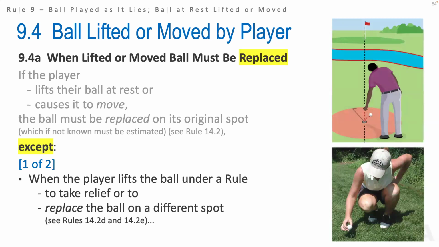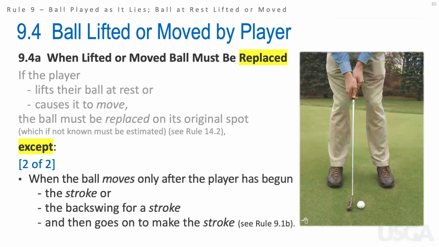Here are our lovely exceptions. We have two of them. When a player lifts their ball under a rule, so maybe they want to identify their ball, they will need to mark it, identify it, and then put it back. Or sorry, that's when you replace it. But if you're taking relief, so you can see they're taking penalty area relief, they don't have to replace it at that point, or if they're replacing their ball on a different spot. Those are going to be a couple of exceptions.